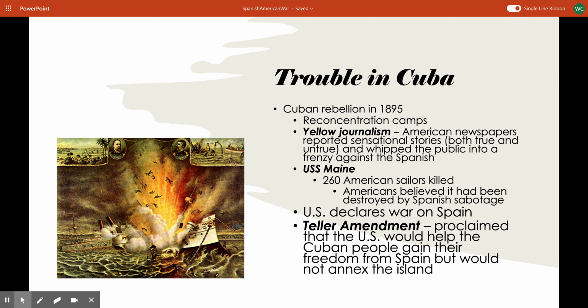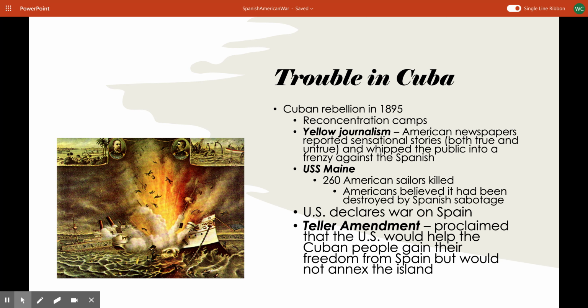So, after a few attempts at mediating the dispute, trying to calm everybody down and maintain some sort of peace, those attempts didn't really work. And the United States ended up declaring war against Spain on April 11th, 1898.